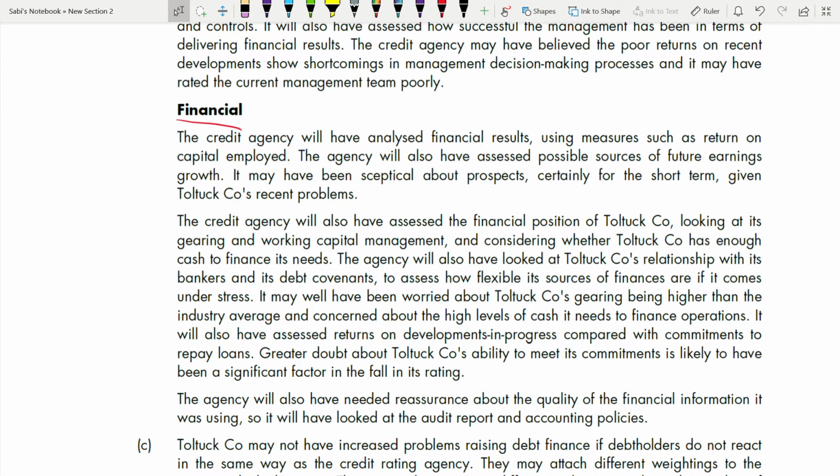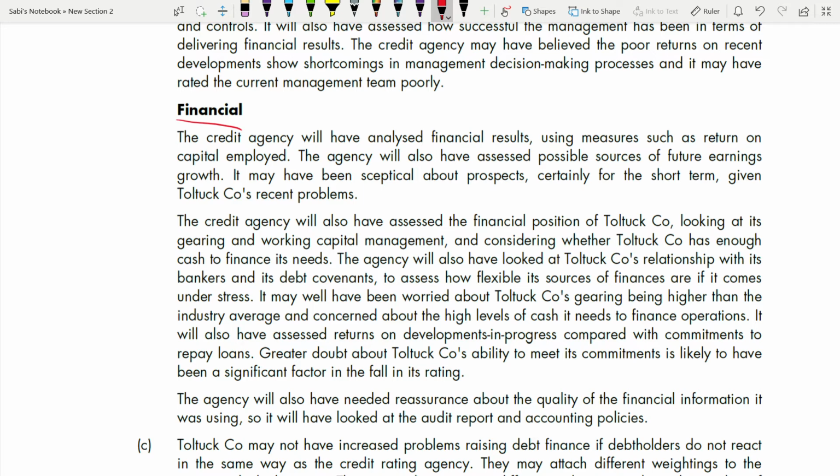The credit agency will have analyzed financial results, using measures such as return on capital employed. The agency will have also assessed possible sources of future earnings growth. How stable are your earnings? What is the growth of your future earnings? Is there any growth, or are your earnings going to decline? The credit agency will see all these things. It may have been skeptical about prospects, certainly for the short term, given Toltuck's recent problems.